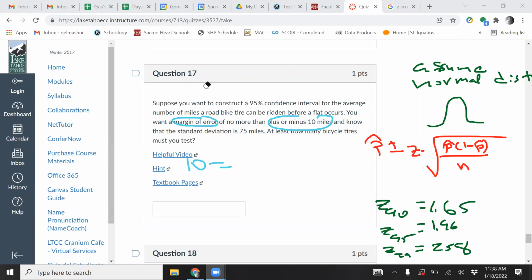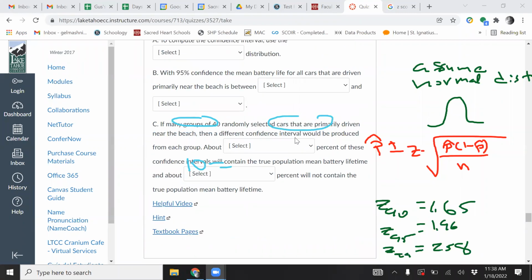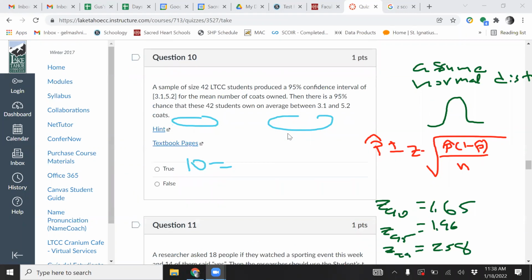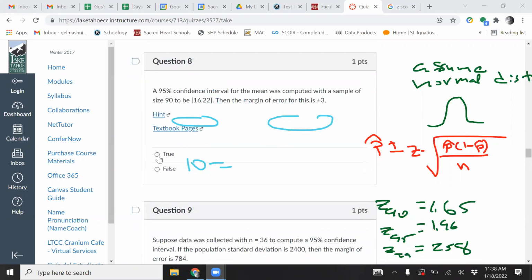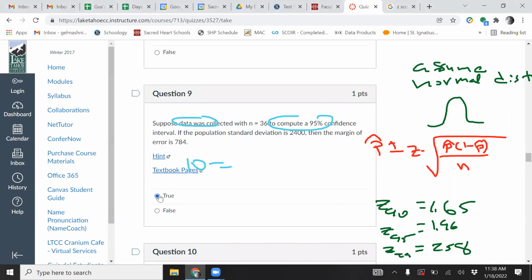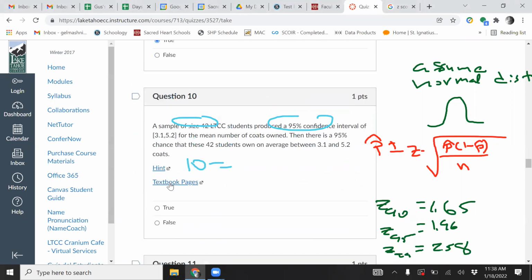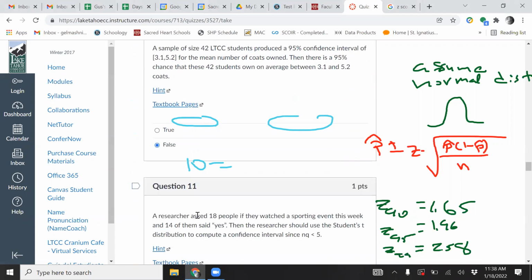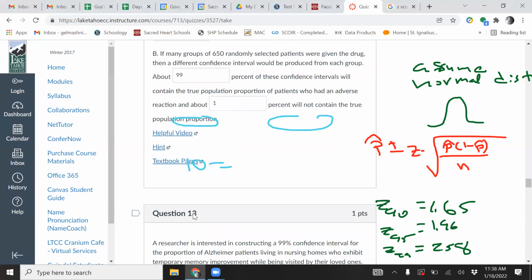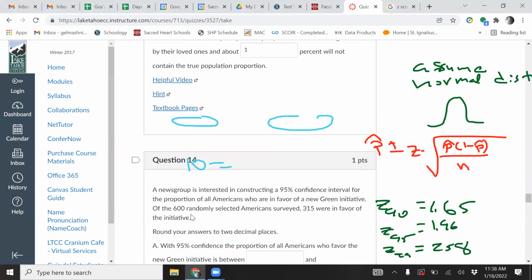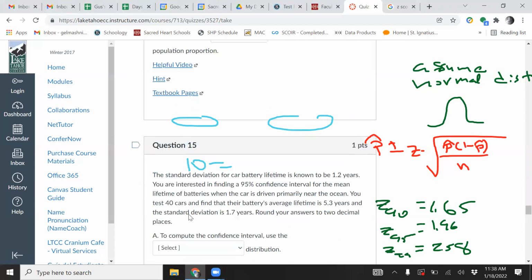Anyway, really quickly, just a recap. My number 8 here was true. My number 9 here is true. My number 10 here was false, because it's not a 5% chance. Don't worry about T distributions. We did 12 and 13 on sample proportions.